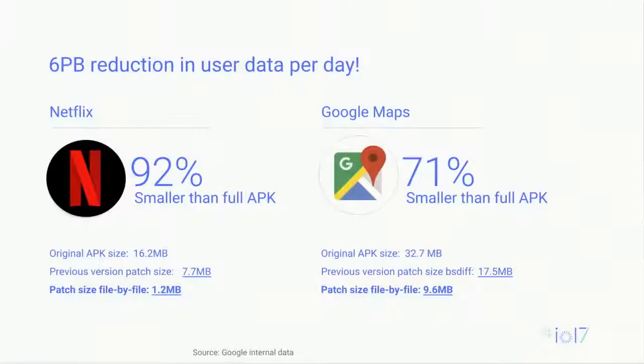The result, we saved 6 petabytes of user data per day. On average, patches are now 65% smaller than the original app size, and some are even smaller. Netflix's original app is 16 megabytes, but the patch size was only 1 megabyte, a 92% saving. So with these 2 changes, we've dropped our data usage by 7.5 petabytes per day. To put that in context, that's roughly equivalent to 100 years of HD TV video every single day.